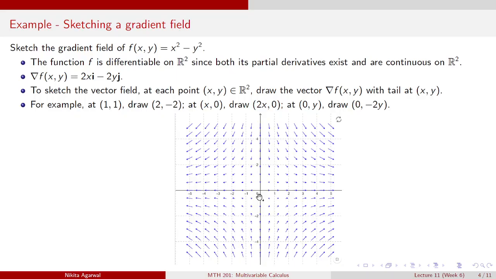On the other hand, if y is negative, so if you are here on the negative y-axis direction, then minus 2y will be positive, therefore you will point towards the positive direction. Okay? So that's what is happening in this picture. That's how you plot a gradient field. Or a vector field.